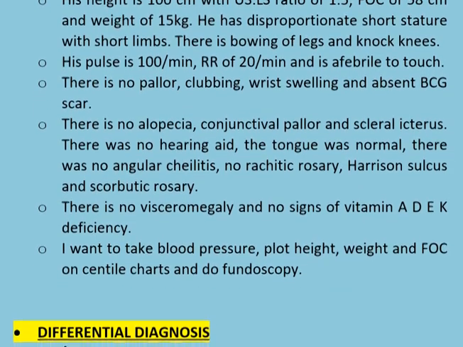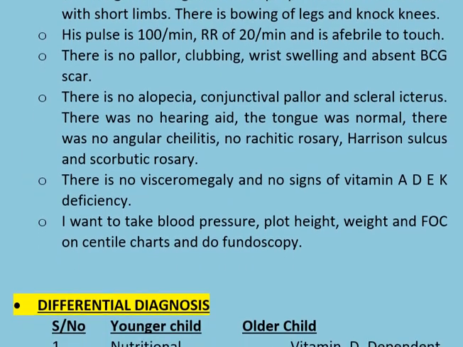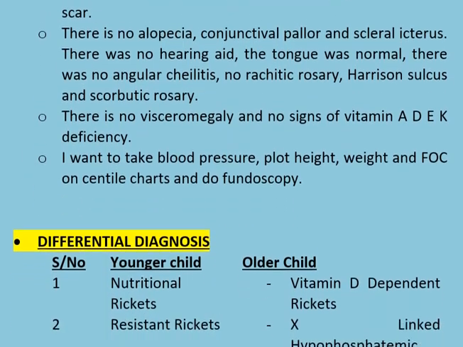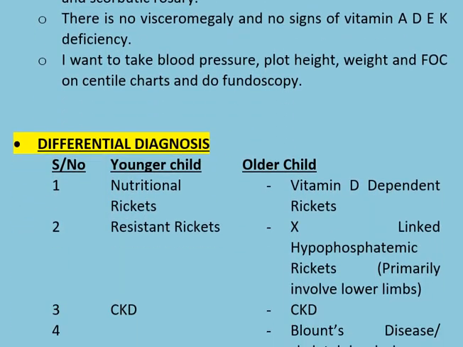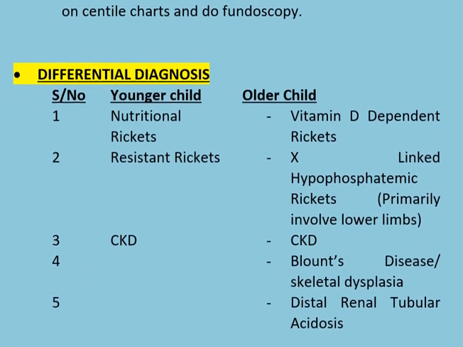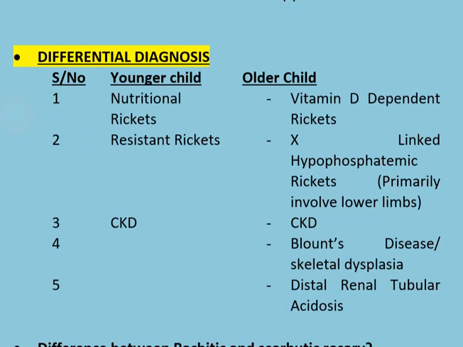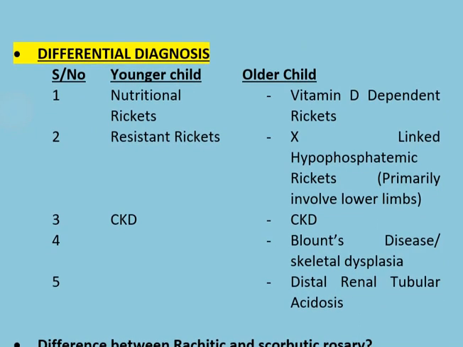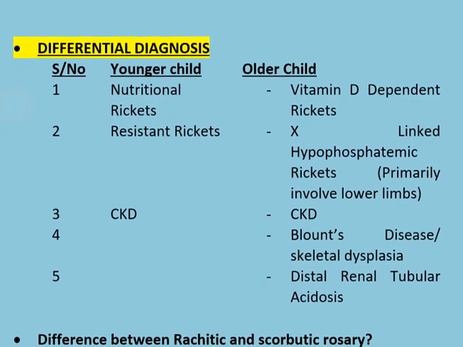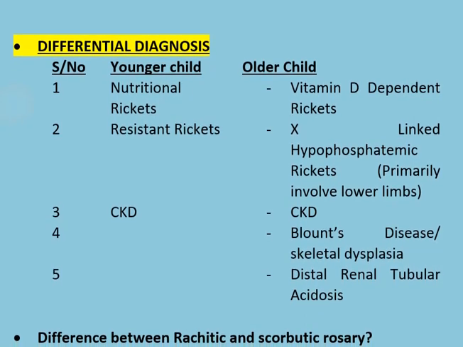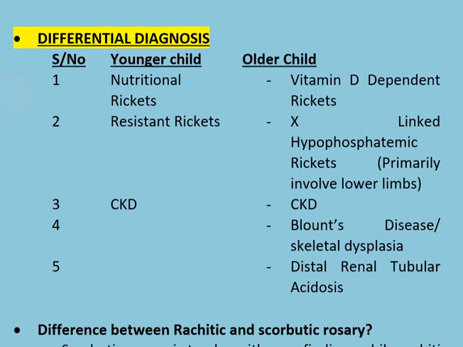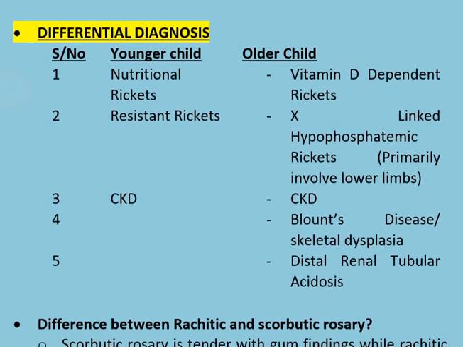So the differential diagnosis: if you come across a child with bowing of legs, what are the differential diagnoses? The differential diagnosis depends upon the age of the child. If the child is younger, the first stop will be nutritional rickets, then resistant rickets, and CKD will also be considered. While in an older child, you must consider vitamin D dependent rickets, X-linked hypophosphatemic rickets, which primarily involves the lower limbs, CKD, Blount disease, skeletal dysplasia, and distal tubular acidosis.